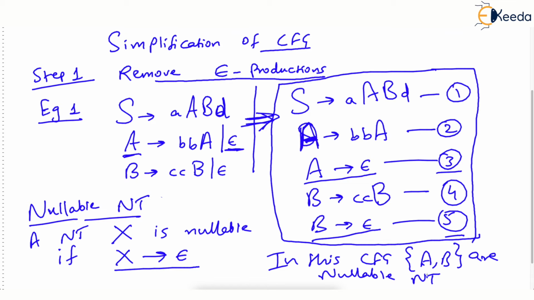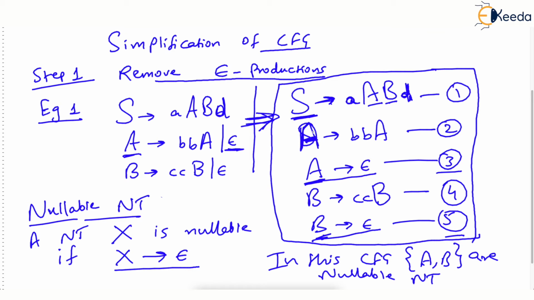Before we go ahead, we have found the nullable non-terminals, but is S nullable? S is also a non-terminal. We know that A is nullable, we know that B is nullable. Is S nullable? S cannot be nullable because S derives at least a small a followed by capital B, capital A, capital B, and small d. So in any case, S cannot derive epsilon. I hope you are understanding. So A and B are nullable.